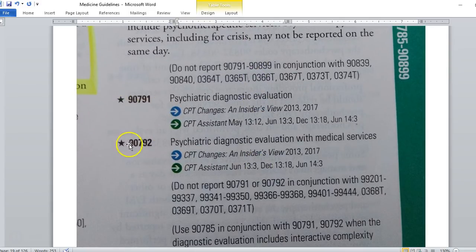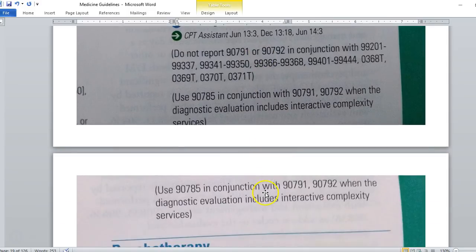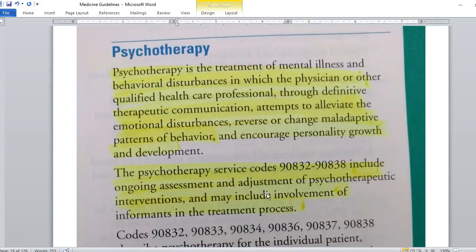And again, you'll see the stars. These can also be done by telemedicine. So we have our psychiatric diagnostic evaluation or a psychiatric diagnostic evaluation with medical services. And again, always look for your notations for the do not reports. So again, diagnostic workup, we're trying to find out what the problem is.